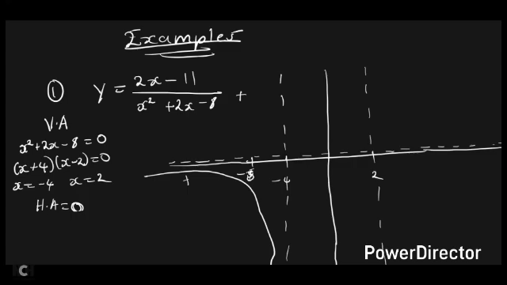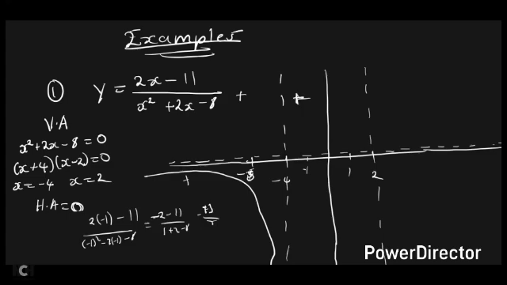Then let's test the numbers that are between the asymptotes. We can put negative 1, and on this side we can put 1, so we can test these two. So we have 2 times negative 1, minus 11, over negative 1 squared, plus 2 times negative 1, minus 8. That's negative 2 minus 11, over positive 1 minus 2 minus 8. Then what you get is negative 13 over negative 5. Negative 13 divided by negative 5 gives us positive, so the graph is there.